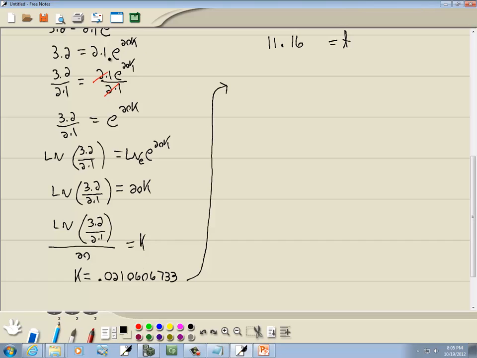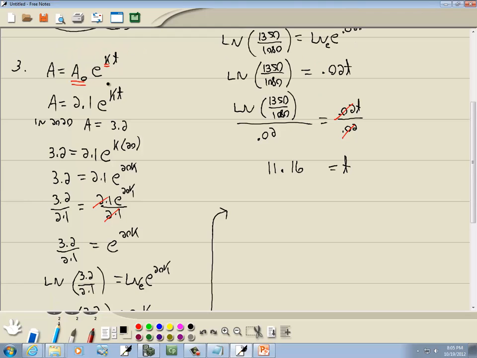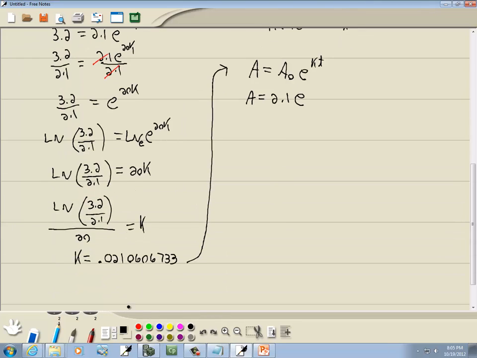Okay, now we know what a naught is. Remember, a naught was 2.1. That's what we set up here. And we now know what k is. So our equation, A is equal to a naught e to the kt power. A naught we said was 2.1, e, k is all of this mess. So I got A equals 2.1 e to the 0.0210606733t. So that's part A. Find that model.